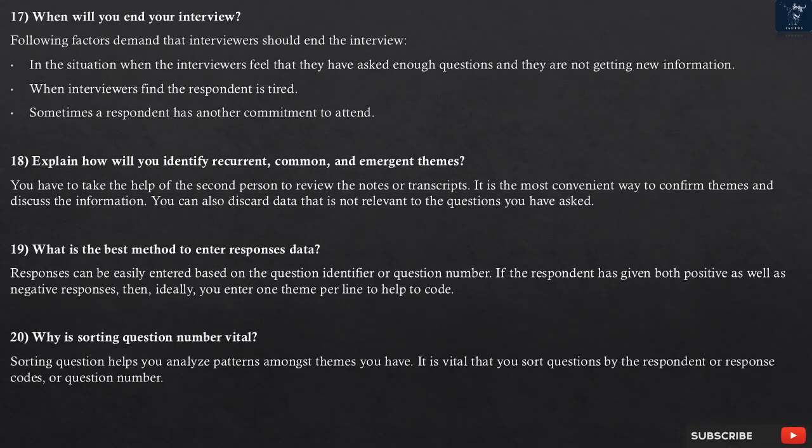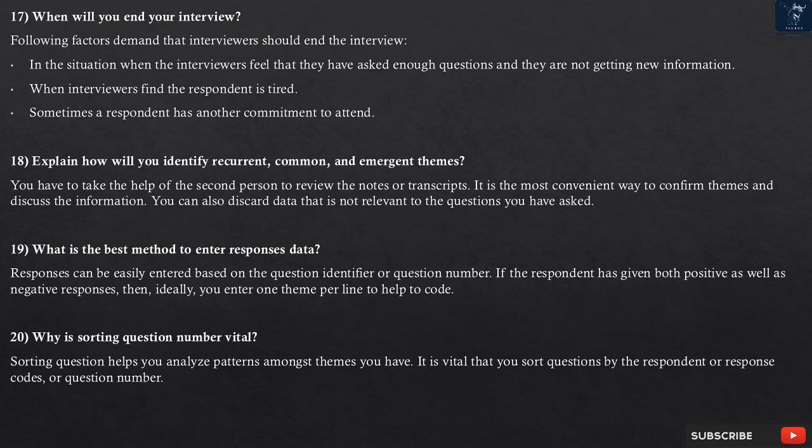17. When will you end your interview? The following factors demand that interviewers should end the interview. In the situation when the interviewers feel that they have asked enough questions and they are not getting new information. When interviewers find the respondent is tired. Sometimes a respondent has another commitment to attend.